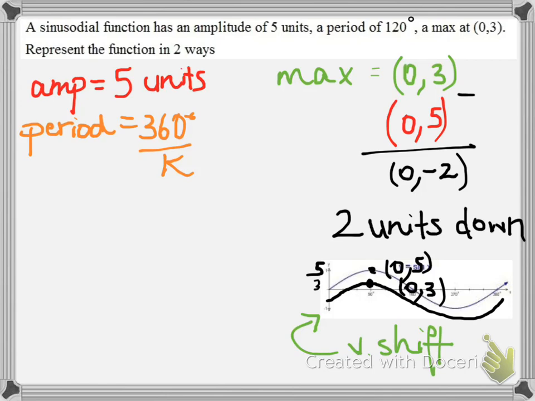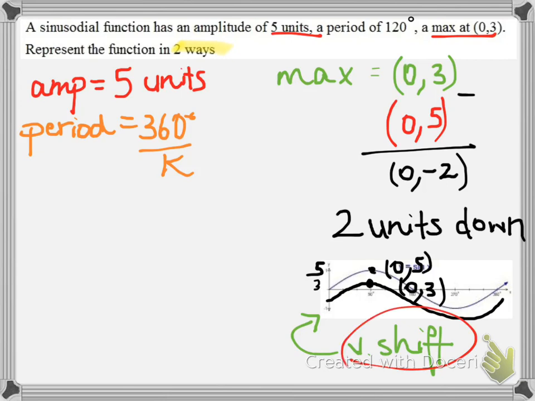A sinusoidal function has an amplitude of 5 units, a period of 120 degrees, a max at 0,3. Represent the function in 2 ways. And when they say 2 ways, they mean in the sine and in the cos function. Now I already figured out some things because it would take a little bit too long to write it out right now. So I know that the amplitude is 5 units because it says so in the question. I also know that the max is at 0,3 because it says so in the question.